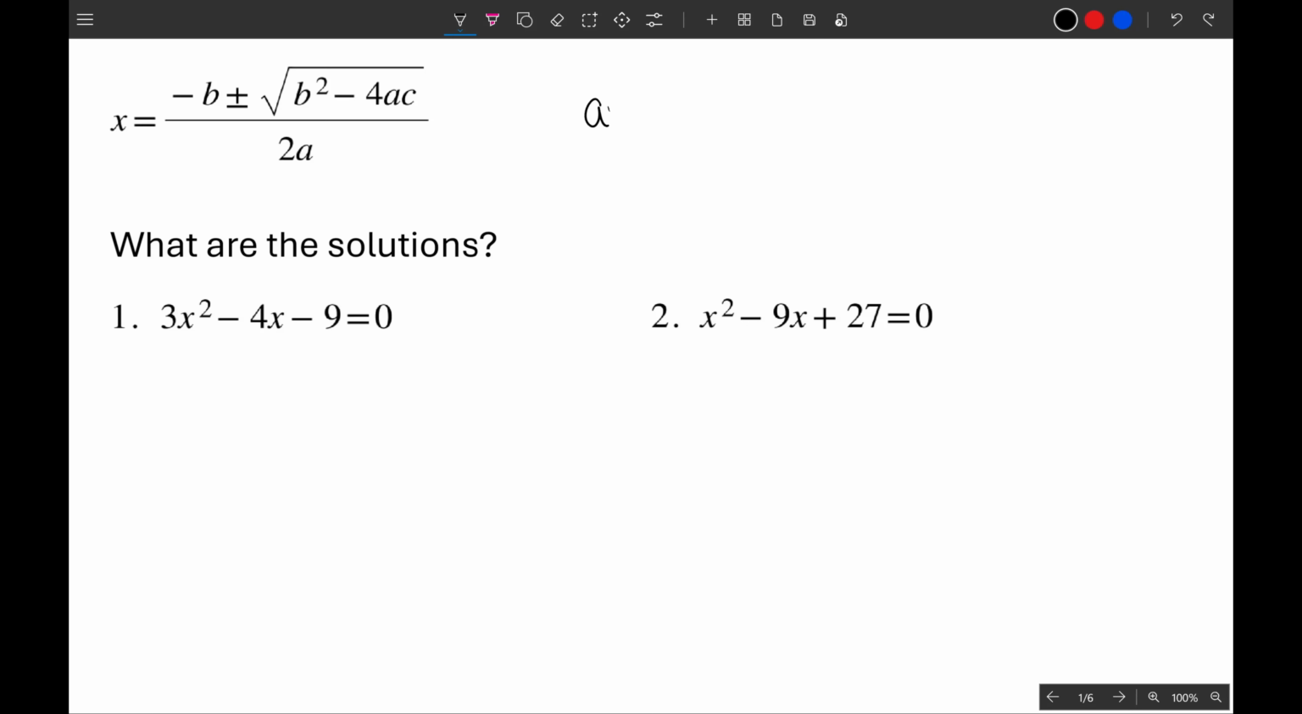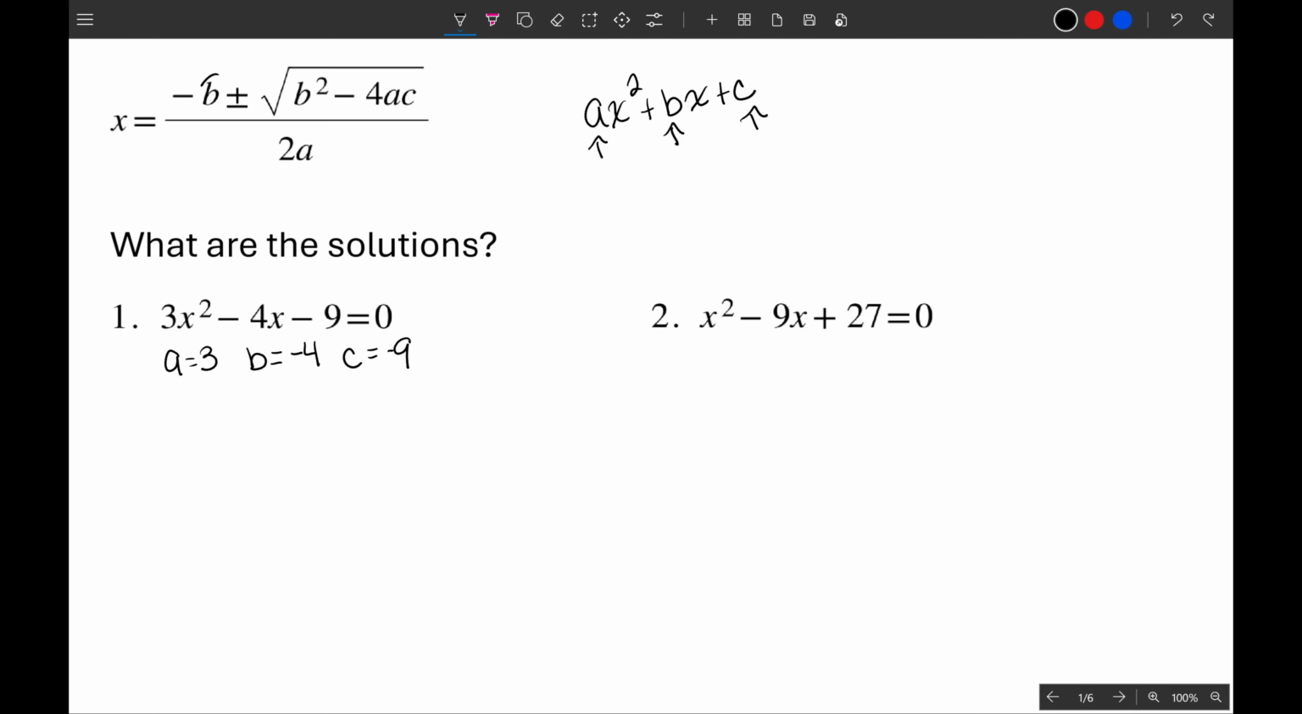Remember that the standard form of a quadratic is ax squared plus bx plus c. So your a is going to be the number with your x squared, your b is going to be the number with x, and your c is going to be the constant. When you're identifying a, b, and c, it is very important that everything is on one side of the equation and that it's all equal to 0. So I know that a is 3, b is negative 4, and c is negative 9.